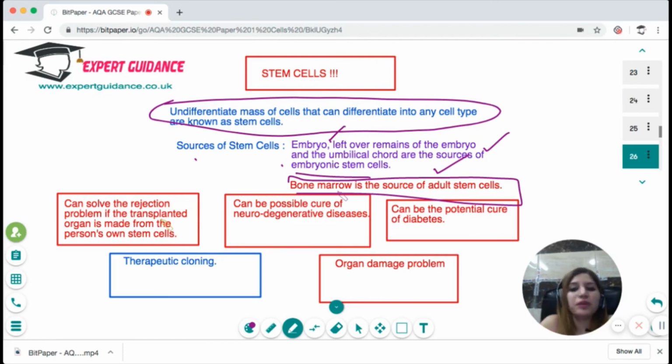In therapeutic cloning, we take the adult stem cells and make embryonic stem cells, and then embryonic stem cells are specialized to make the desired organ. And it can also solve the organ damage problem. So stem cells are a very good promise, a very good potential medicine revolution for the future.